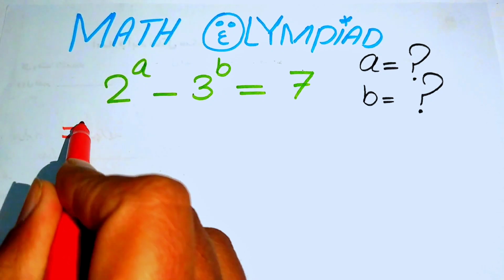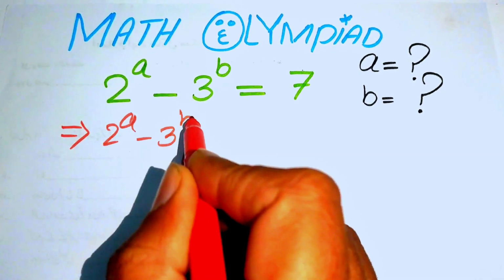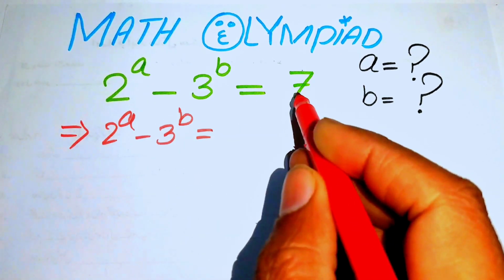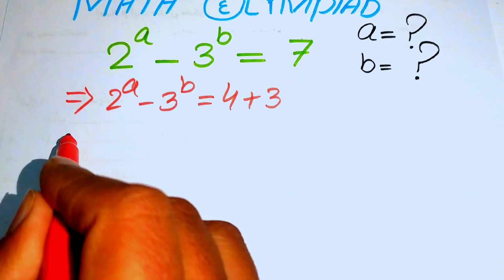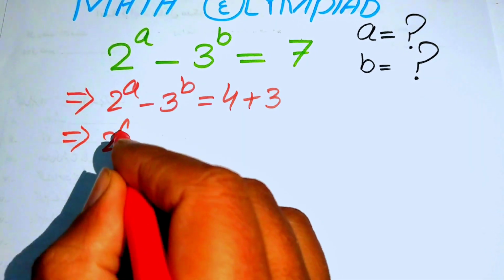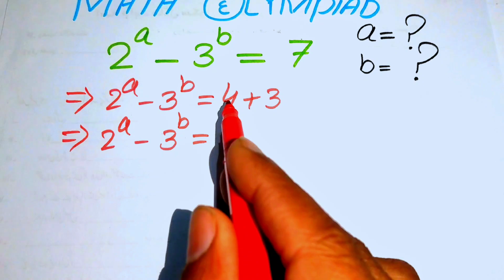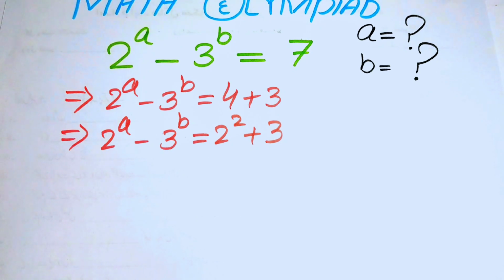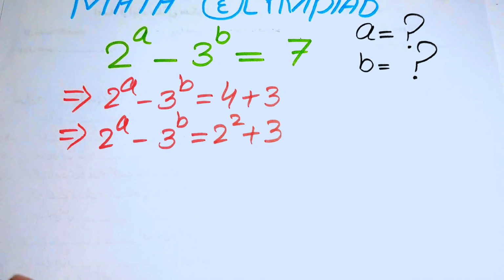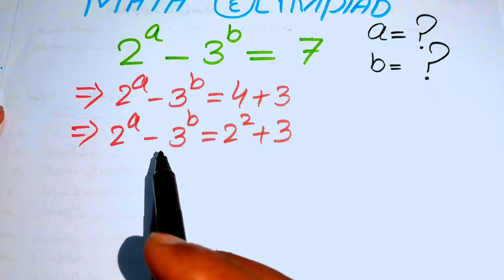We rewrite 2 to the power of a minus 3 to the power of b equals, we know that 7 equals 4 plus 3. In the next step we write 2 to the power of a minus 3 to the power of b equals, here we write this 4 as 2 square plus 3. And now we separate the values whose bases are 2 on the left hand side and the values whose bases are 3 on the right hand side.